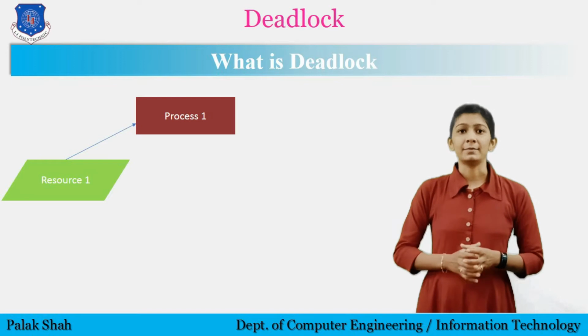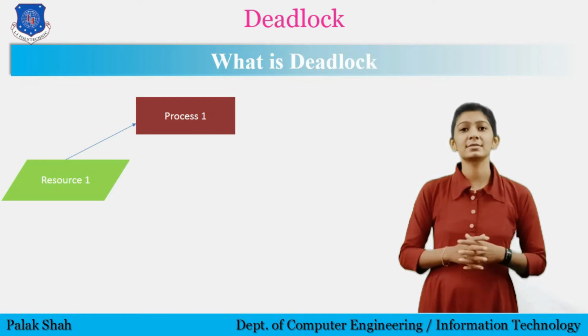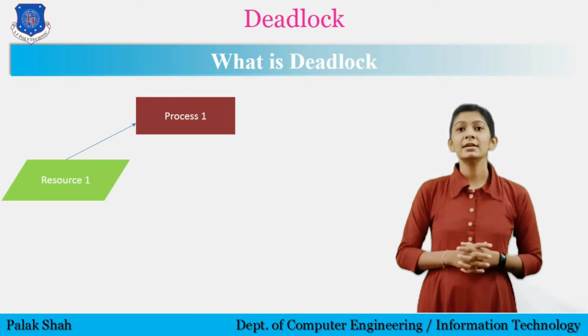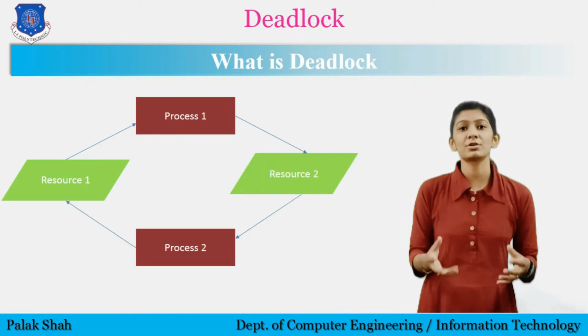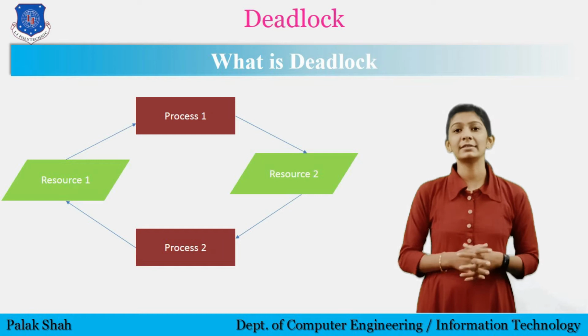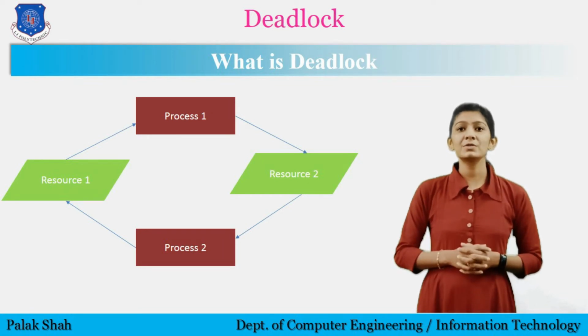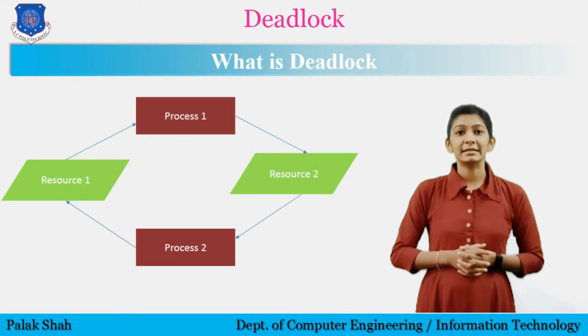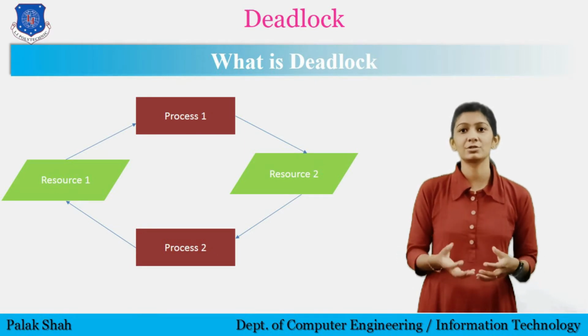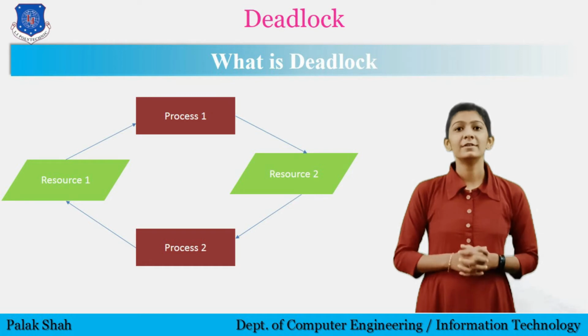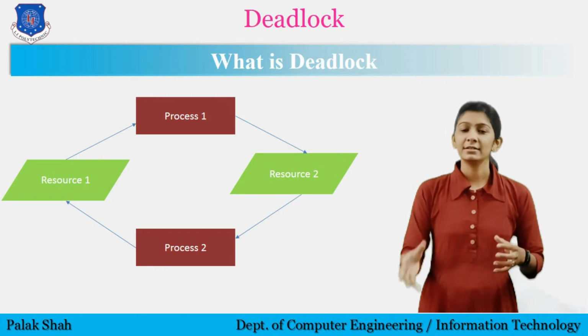As shown in the diagram, process 1 has resource 1 and needs to acquire resource 2. Similarly, process 2 has resource 2 and needs to acquire resource 1. Process 1 and process 2 are in a deadlock as each needs the other's resource to complete its execution, and neither is willing to leave its own resource.